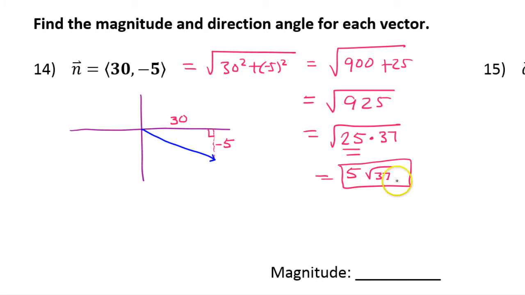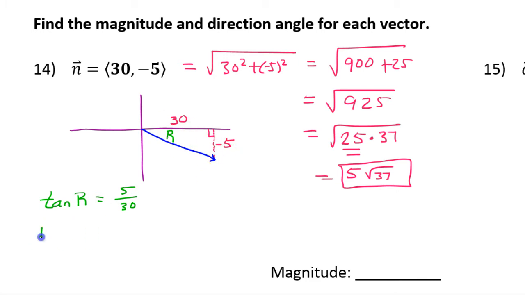That is your magnitude. Now for the direction, this angle right here is the reference angle. It's not the actual angle that we're looking for. It's not the direction. But this is the angle that we can find first using tangent. The tangent of angle R should equal 5 over 30. Alright, and I'm just looking for the positive value here, so I'm ignoring the negative sign. So I'm just doing 5 over 30.